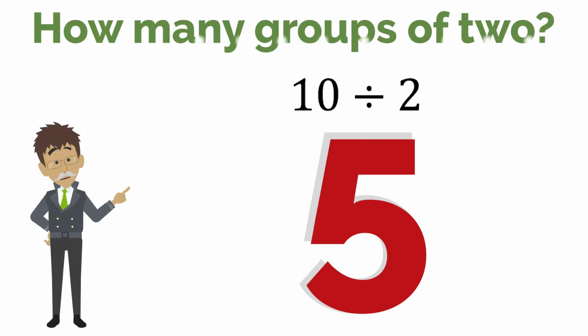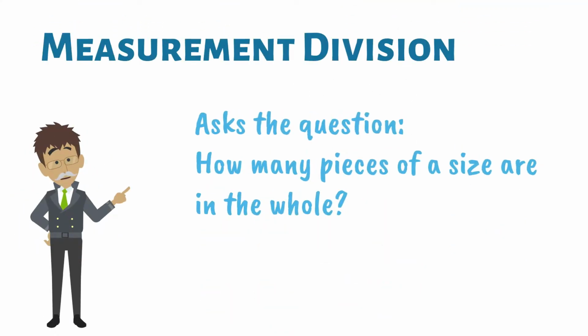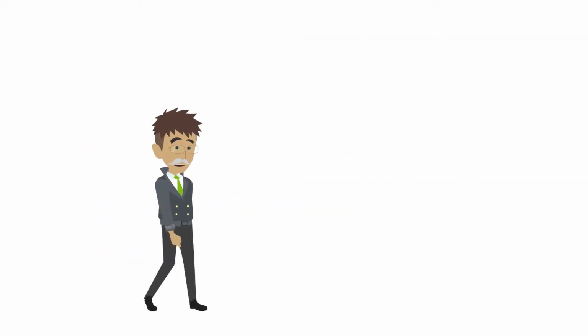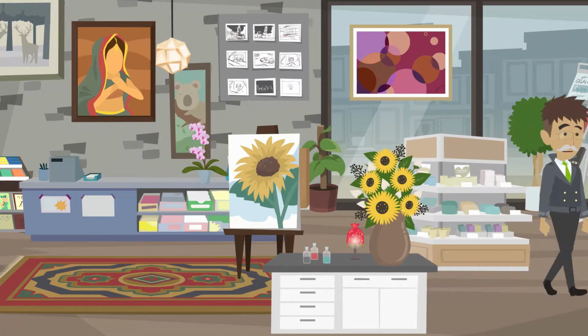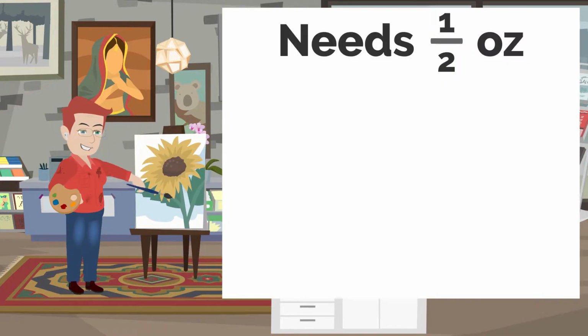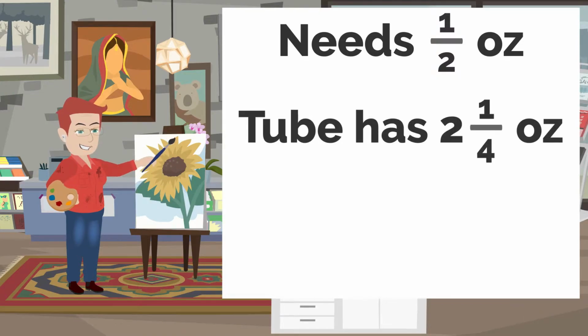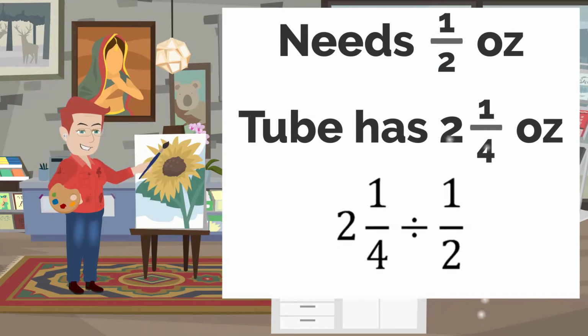Let's look at this way of thinking of division with fractions using a situation and images. Suppose Max is painting and needs 1/2 of an ounce of brown acrylic paint to create one picture. Max bought a tube with 2 1/4 ounces. How many paintings can Max make out of one tube? The division statement 2 1/4 divided by 1/2 represents this situation.